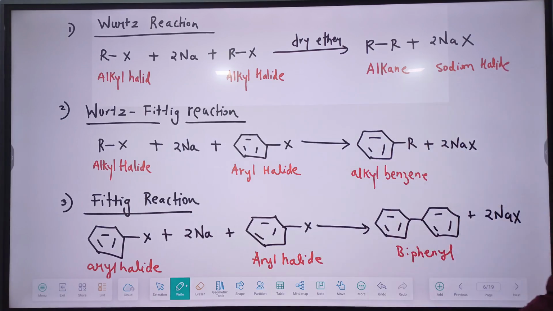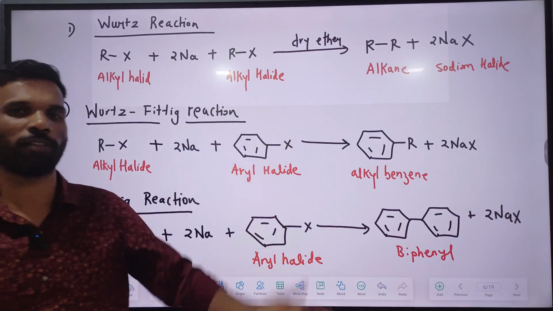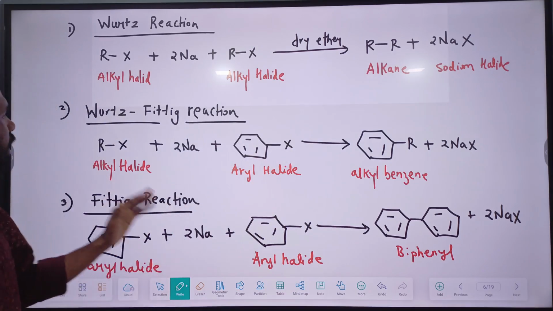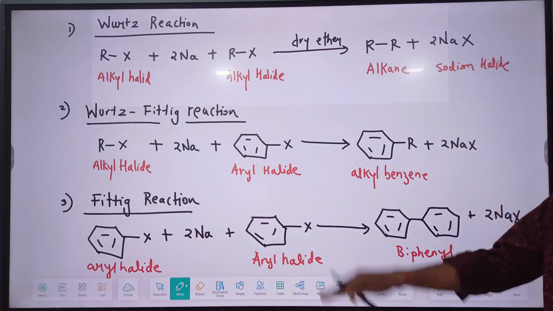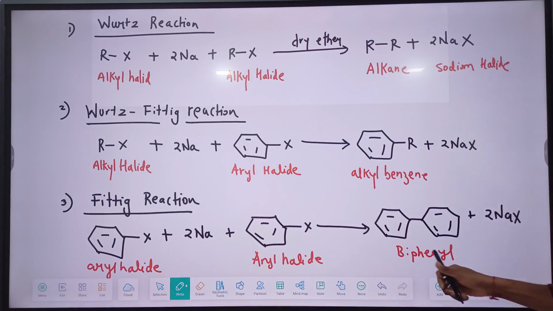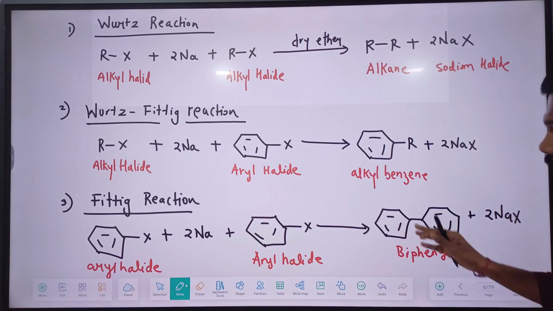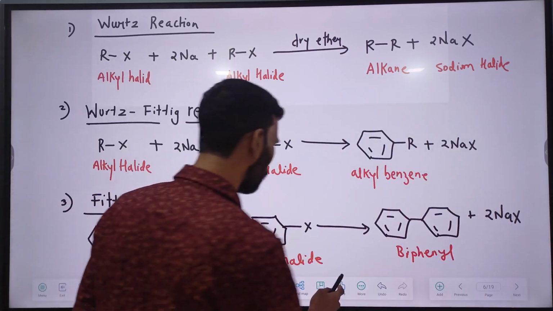See, when you know the difference, over here, in a Wurtz reaction, alkyl halide reacts with alkyl halide. In a Wurtz-Fittig, it is alkyl halide and aryl halide, and in a Fittig reaction, one molecule of aryl halide reacts with another aryl halide to give you what? Biphenyl. So when you understand this difference, any questions which are asked based on these reactions could be easily cracked.